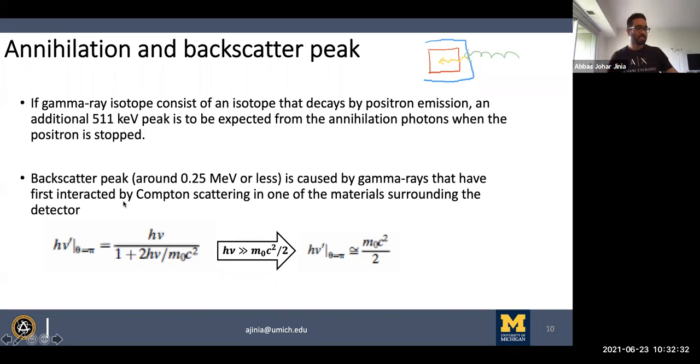Well, the answer to the question is yes, it will not. It will not contribute to your photo peak. It's a full energy deposition, but it will not necessarily contribute to your photo peak. And the reason is, how fast is your detector in collecting the electrical signal?